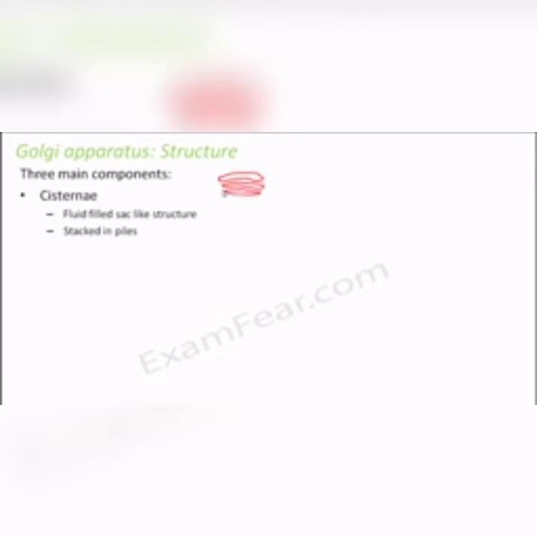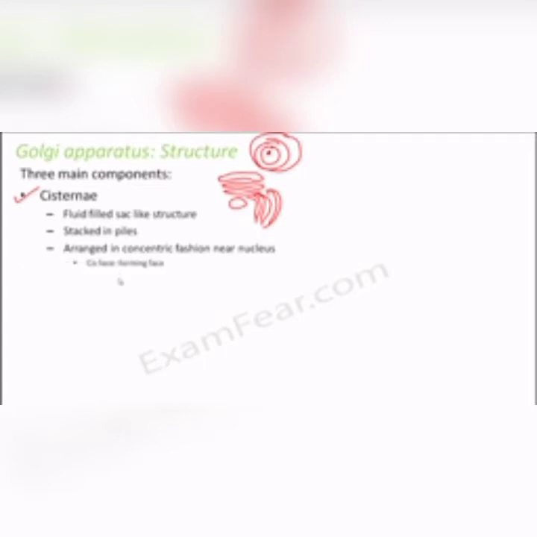Now let us look at the structure of the Golgi apparatus. There are three main components as far as the structure is concerned. First, cisternae, which are fluid-filled sac-like structures stacked in piles parallel to each other. These kinds of structures, which are arranged parallel to each other, are known as cisternae. They are arranged in a concentric fashion near the nucleus. So let us suppose this is the nucleus; this is the way they are arranged. Concentric means if this is the center, the circles are arranged like this around the center.